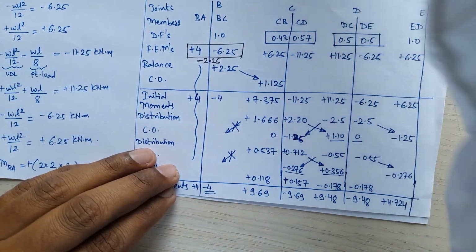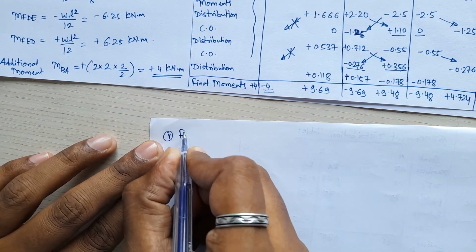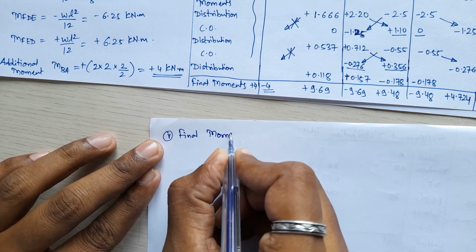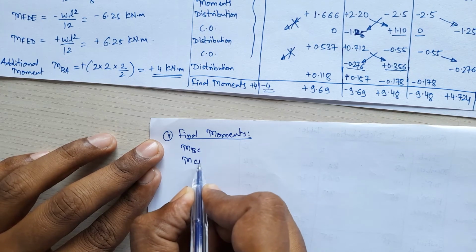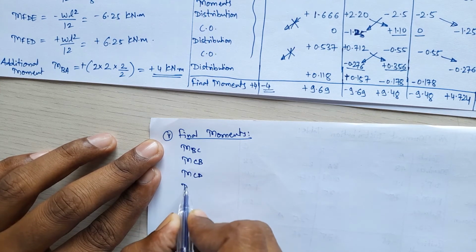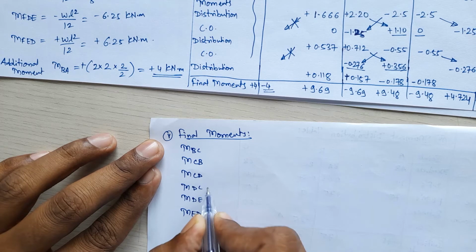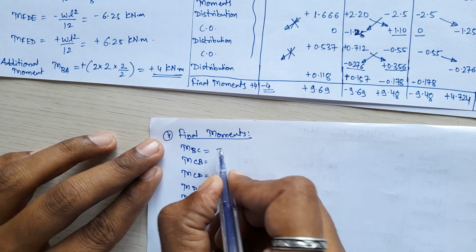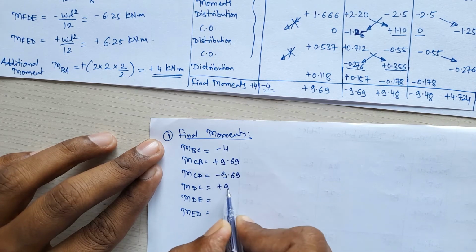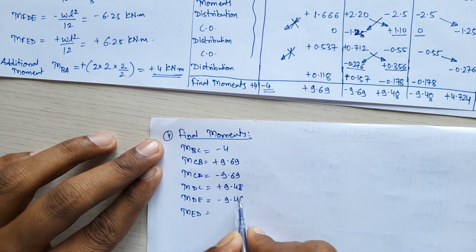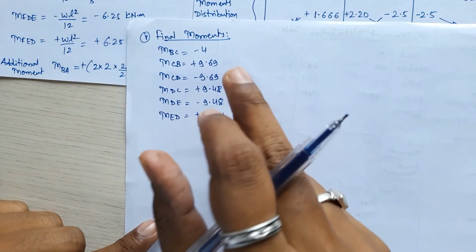Okay, so what I'll do, I'll write my moments over here. Here I'll write step number 5, final moments. MBC, MCB, MCD, MDC, MDE, and last is your MED. MBC I am getting as minus 4, plus 9.69, minus 9.69, plus 9.48, minus 9.48 and plus 4.724. Okay, so these I am getting as my final moments.